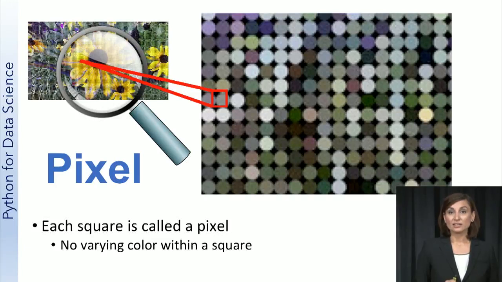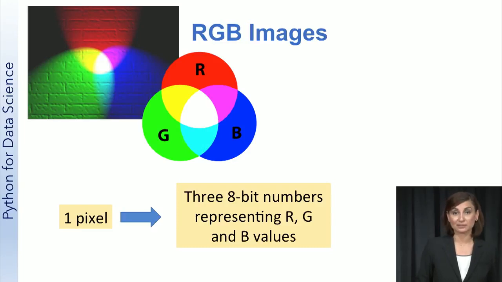Each of these squares is called a pixel. Each pixel is only one color defined by a set of numbers. A simple way to describe each pixel is using a combination of three colors, namely red, green, and blue. This is what we call an RGB image. In an RGB image, each pixel is represented by three 8-bit numbers associated to the values for red, green, and blue, respectively. The combination of these three will in turn give us a specific shade of the pixel color.